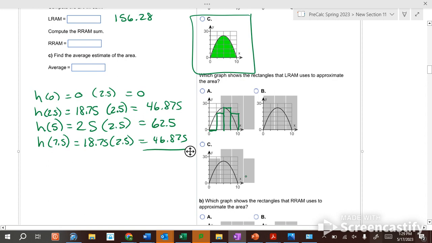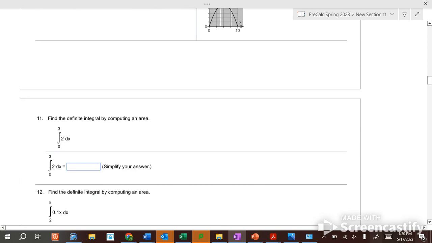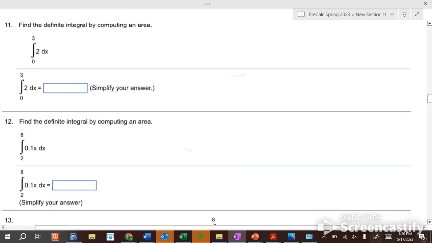So the RRAM is the right-hand side, so it's going to be like this, and like this, which is going to be the same thing, right? So if it's the same thing, that's going to be 156.25. So the average is 156.25. Now, they're only the same if they're symmetrical, if they're divided symmetrically, okay? But this problem should be divided symmetrically.